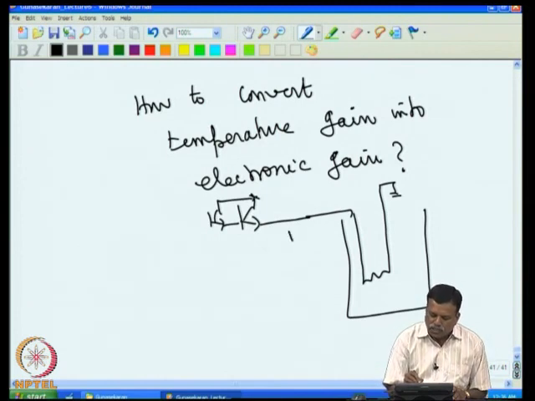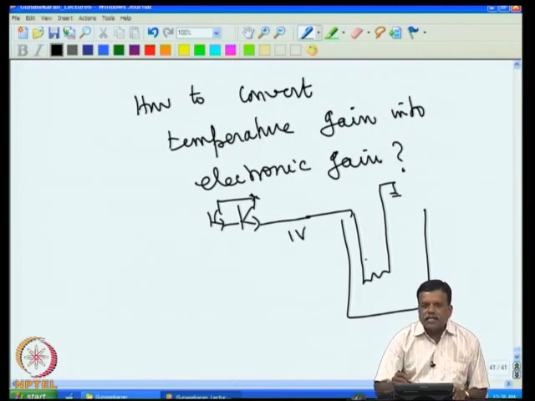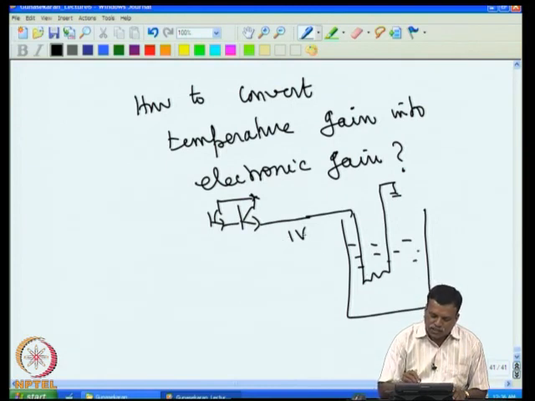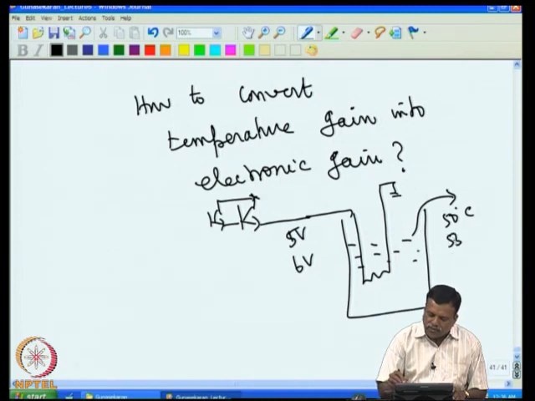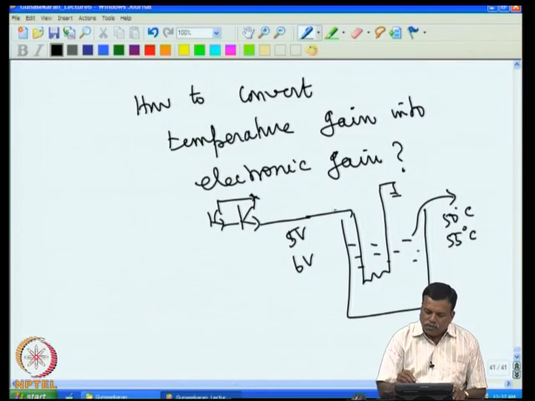Now if I vary 1 volt here, then what is the temperature rise expected? For example, 1 volt change may raise the temperature, assume the temperature goes up and stabilizes. Originally it is say 5 volt, then the temperature at this point was say 50 degree, then I give 6 volt, then the temperature will go a little higher and stabilize, assume that it is 55 degree. At 55 degree the heat coming in is equal to the heat going out.